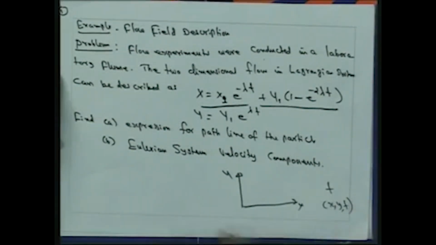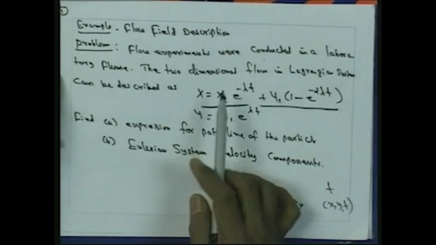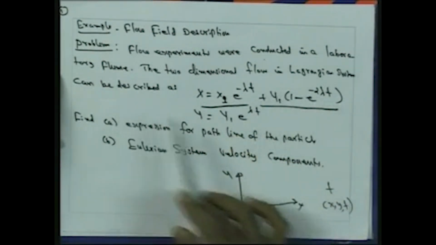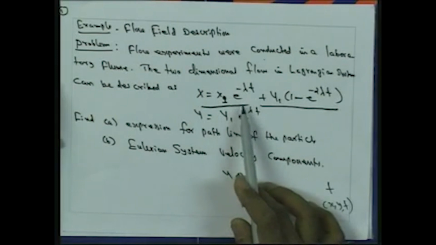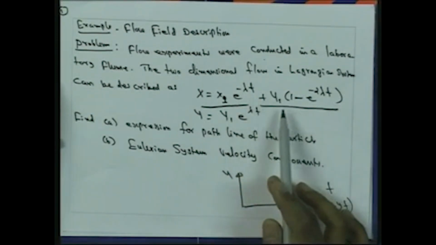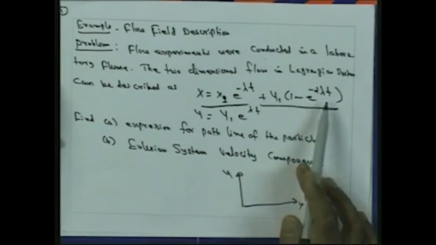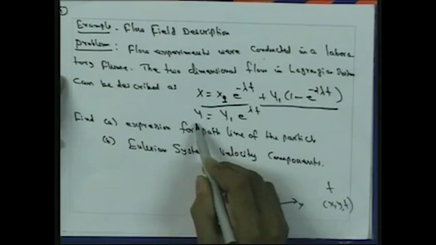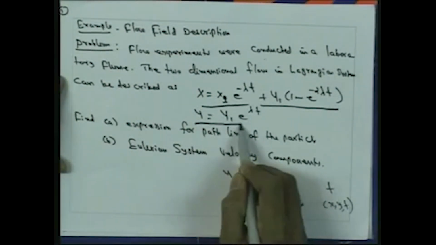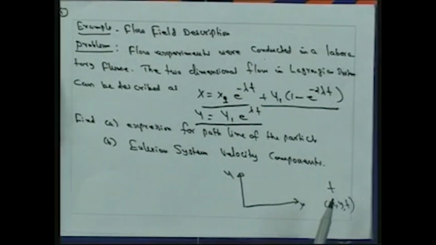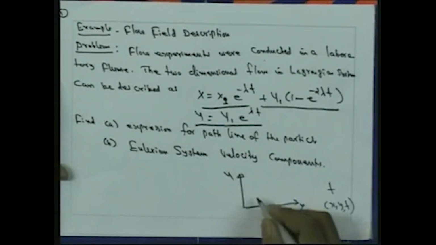So here, say, the two-dimensional flow in the Lagrangian system is given as x is equal to x1 into e to the power minus lambda t plus y1 into 1 minus e to the power 2 lambda t, and for the y direction it is given as y is equal to y1 into e to the power lambda t. So this y1 and x1 indicate the initial position.